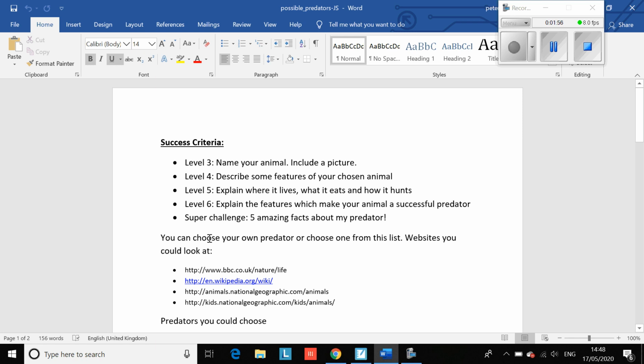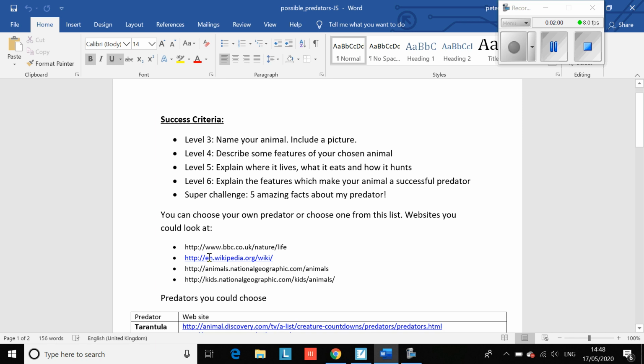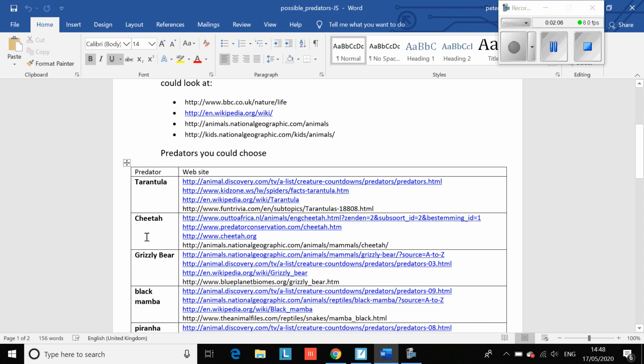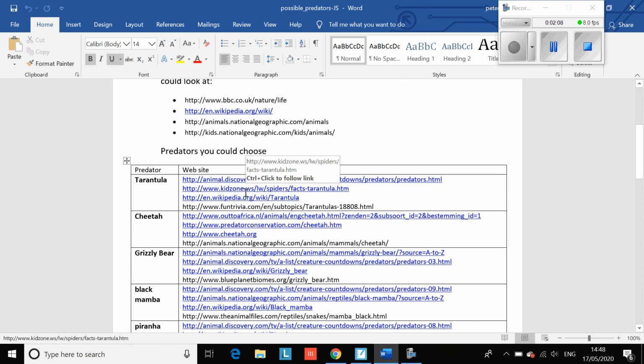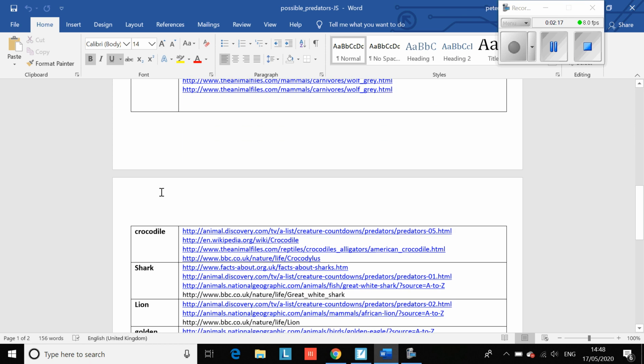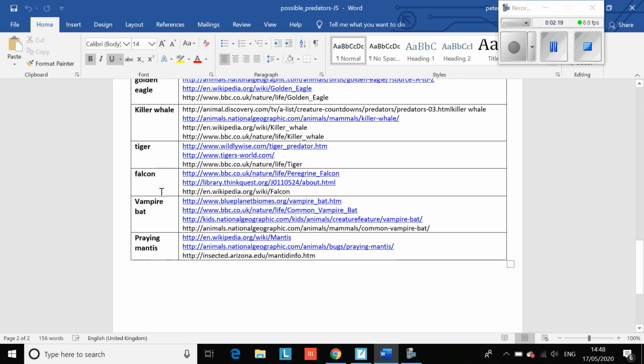You can choose your own predator or choose from the list. What I've done is there are some websites which have links here. What you can do is use multiple sources, find out a bit of your information, and then put together a presentation. So you've got some animals there. This will all be in assignments.